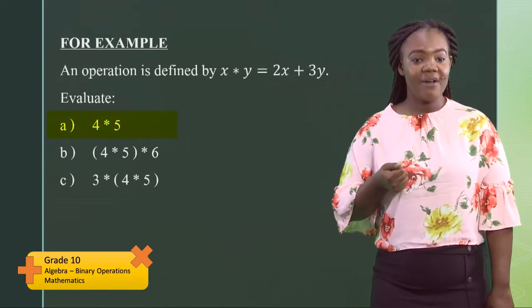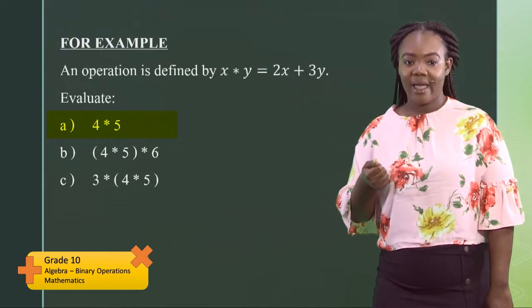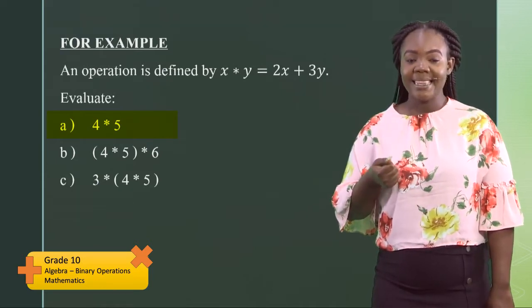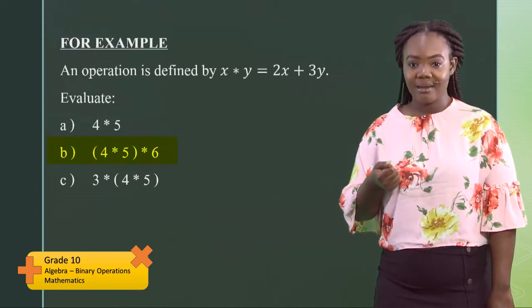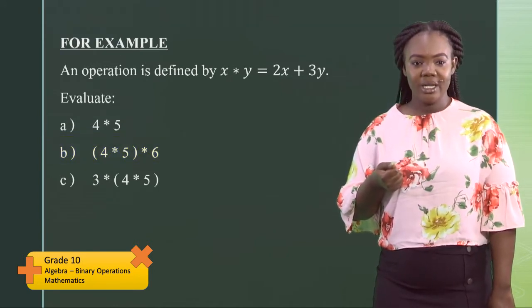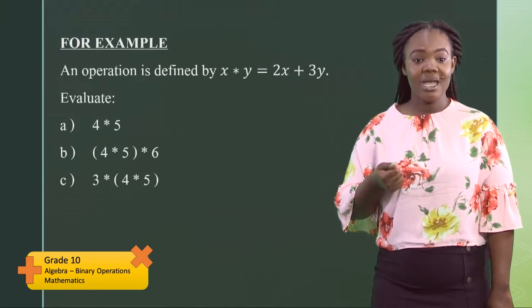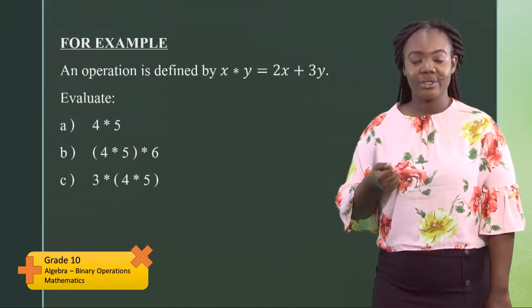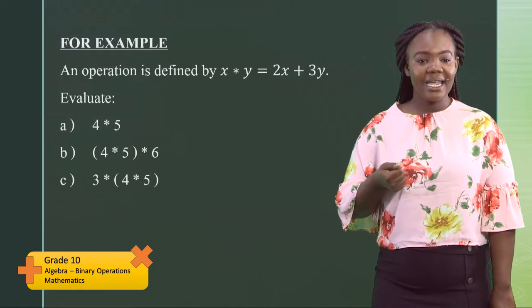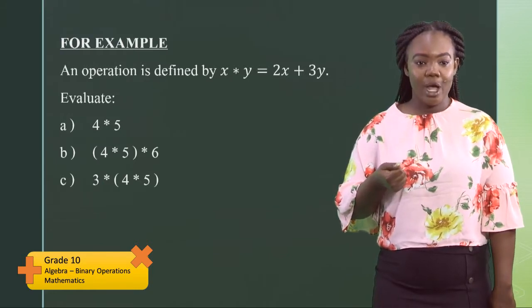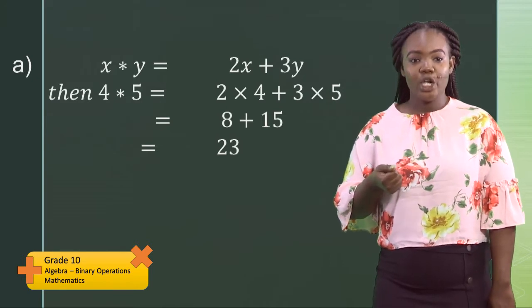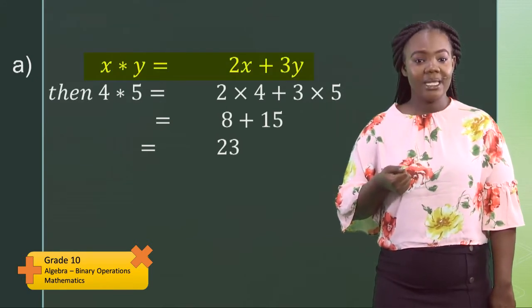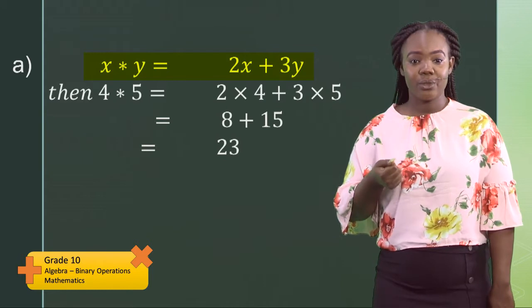Now, they want us to evaluate 4 star 5. That's the first one. Next, they want us to evaluate 4 star 5 bracket star 6. And additionally, they want us to evaluate 3 star bracket 4 star 5. So let's take it one step at a time. The first one, 4 star 5, which is A. Now remember, x star y is equal to 2x plus 3y.